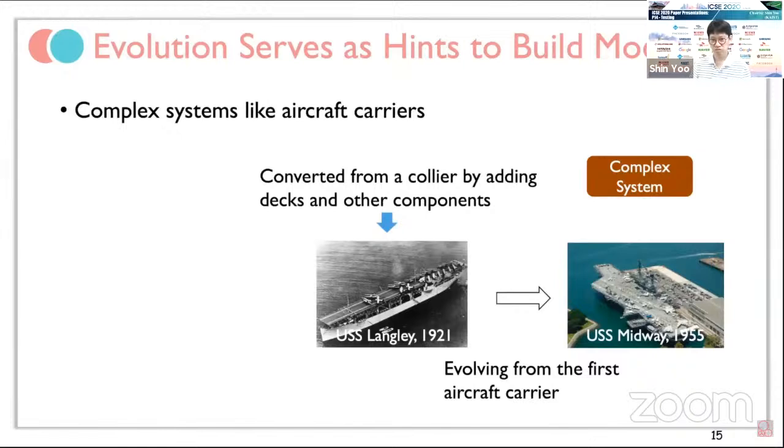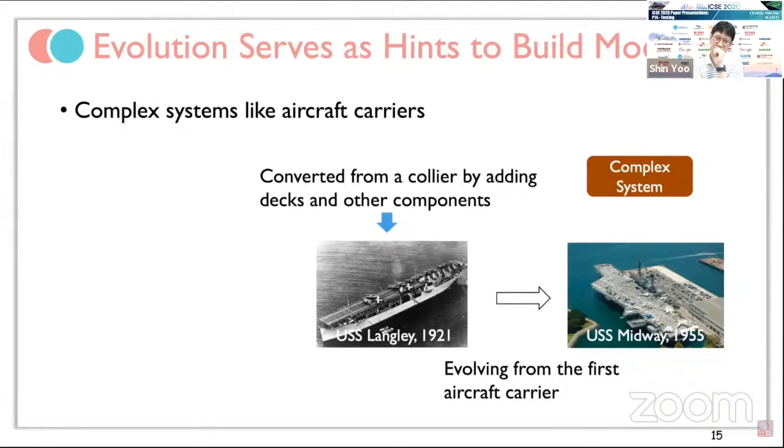The first aircraft carrier was just converted from a collier by adding a deck and some other simple components. Then it evolved into the current complex one. So if we are modeling the first aircraft carrier, it's much easier.